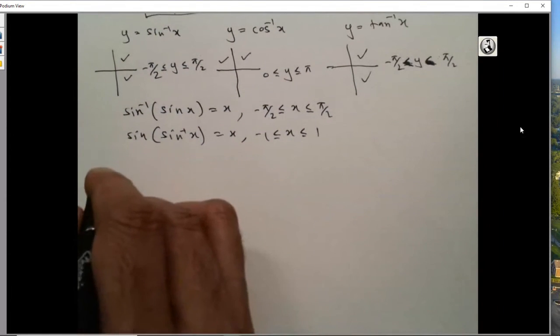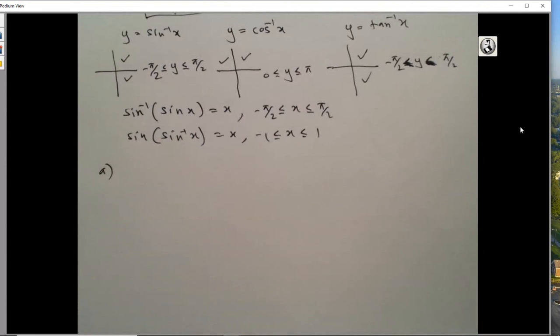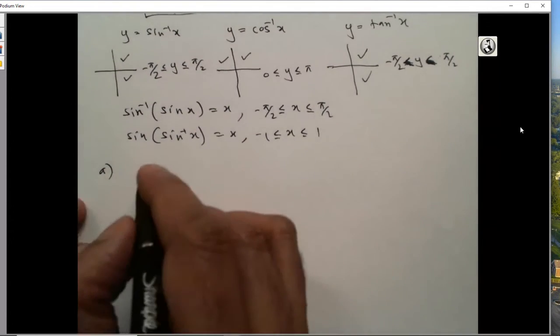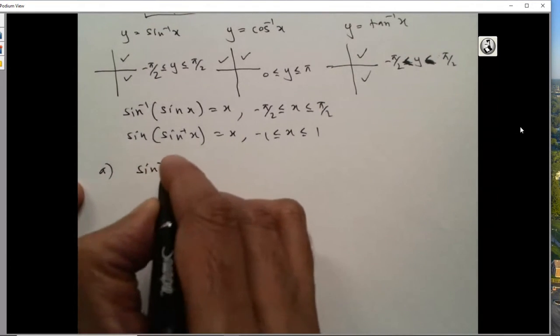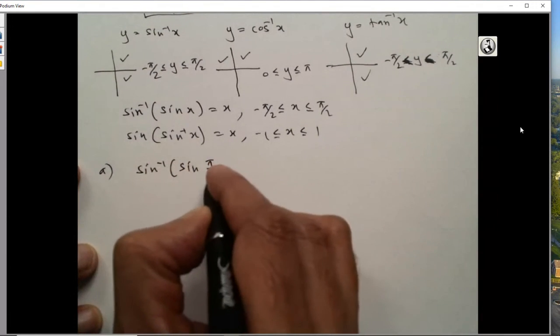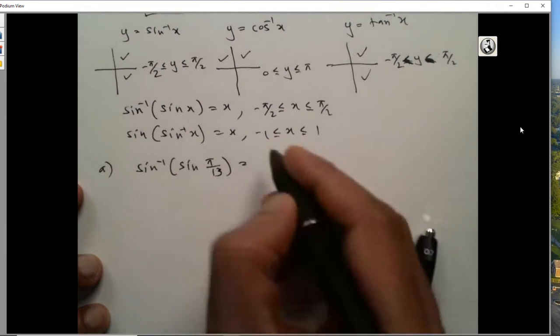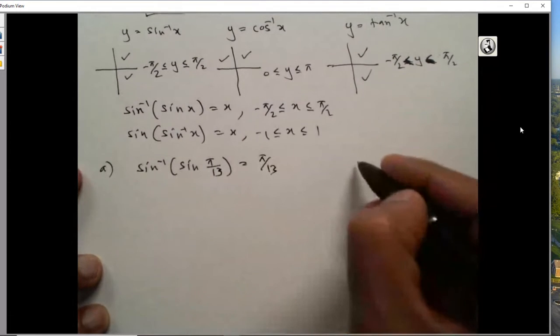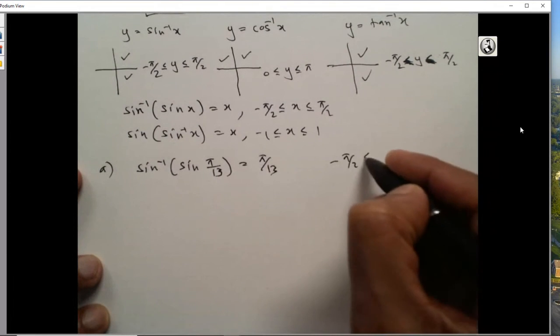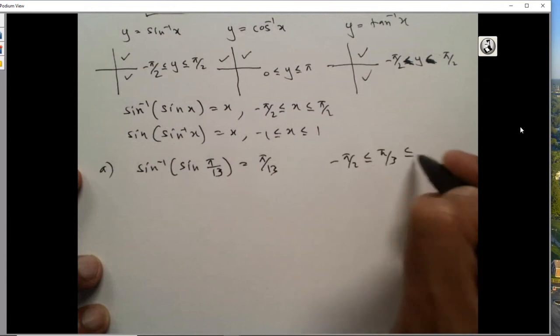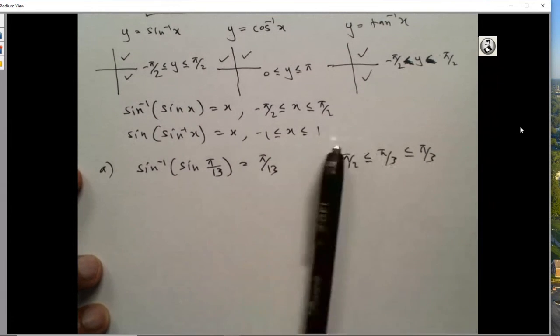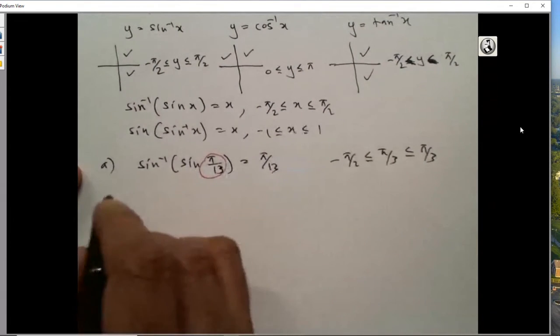Let's do 2 short questions. The first one is sine inverse of sine of pi over 13. What's the answer? Your answer is pi over 13. Exactly, because pi over 13 is inside the domain here. So you just get that. That's the answer.